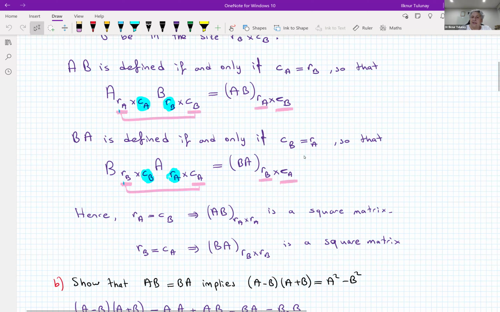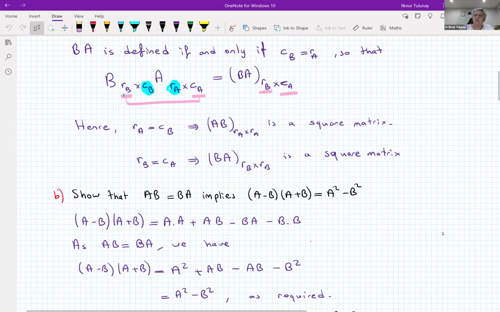Then from here and here we have these equalities. RA is equal to CB, which means that AB is a square matrix. And CA is equal to RB, which means that BA is a square matrix, because its rows equal its columns. So AB is a square matrix and BA is a square matrix. That's exactly what we wanted to prove.